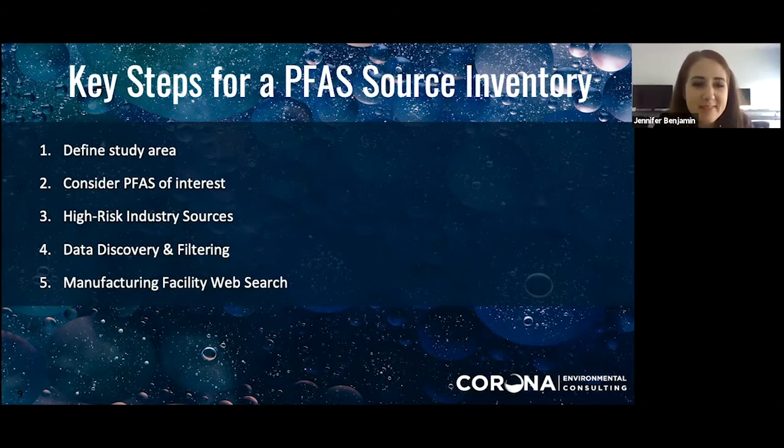So thanks, Margaret. Corona has developed a fairly simple method that water utilities can use to identify potential sources of PFAS in their watersheds. There are 5 key steps to this methodology. The first step is to define your study area. If you're looking to identify sources of PFAS as part of either a source water protection program or an emergency response planning program, then you very likely already have a zone of concern or a wellhead protection area. That's a great place to start if you're not sure where to start with defining your study area.